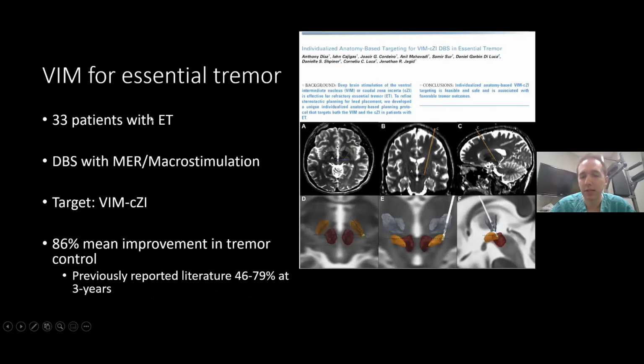The VIM is also a target we use for essential tremor. It's not really for Parkinson's anymore, although it kind of started out that way. This is a paper by our institution, Dr. Jagat, about how to target the VIM. In this paper, they had 33 patients. They targeted the VIM and the caudal zona incerta, which is also a source of tremor symptoms as well. And they had 86% control of tremor, which is better than the prior reported literature.